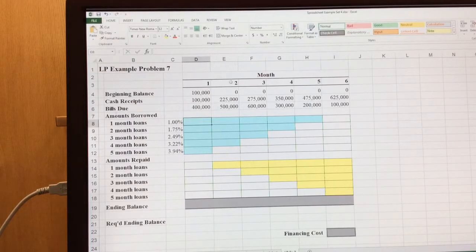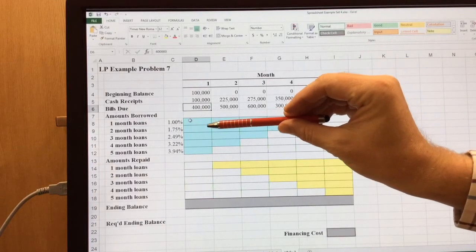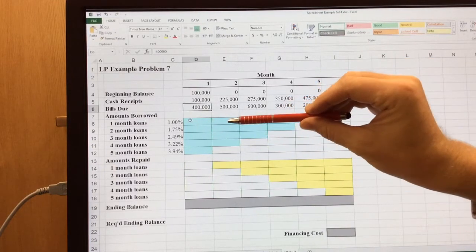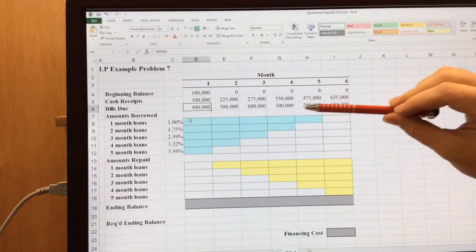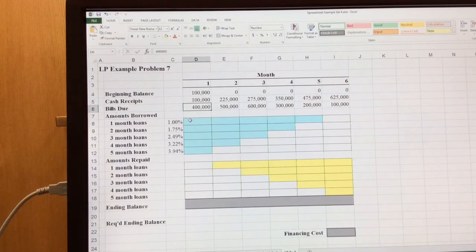So here we've set up, this is the template given us. We have our beginning balance, the money we have on hand at the start of the month. We have our cash receipts, that's the revenue we get from sales, and we have our bills due at the end of each month. Now here are x's, so here is x1, x2, x3, x4, x5, 6, 7, 8, 9, 10, 11, 12, 13, 14, 15, just like we have on our linear program by hand.